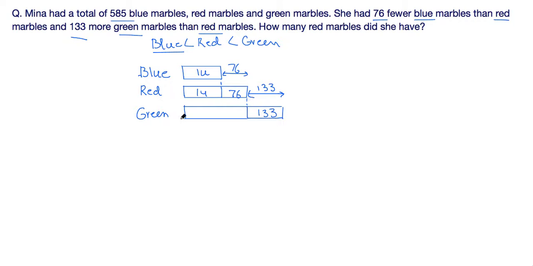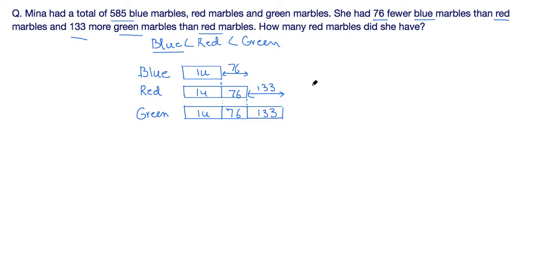Now how about this part? If you see carefully, this green part is the same as red. And how much is red? Red is 1 unit plus another 76. So we can extend this line here and say that this is 1 unit and this is 76, because red itself is 1 unit plus 76. So this part is also 1 unit plus 76, and then this shows that green is 133 more than red.